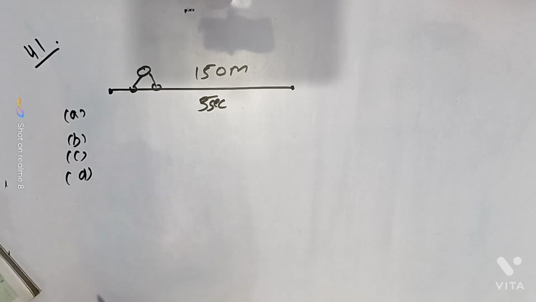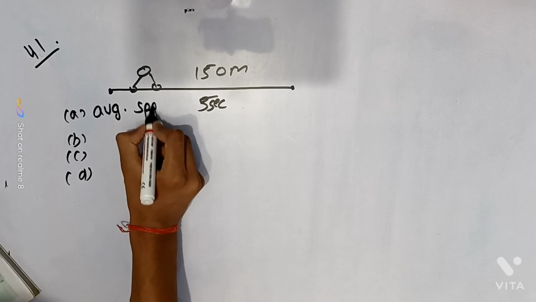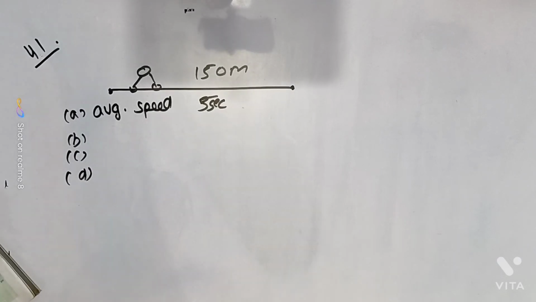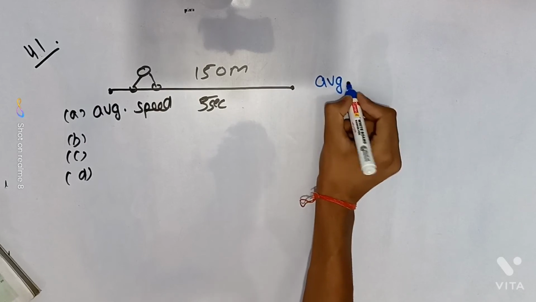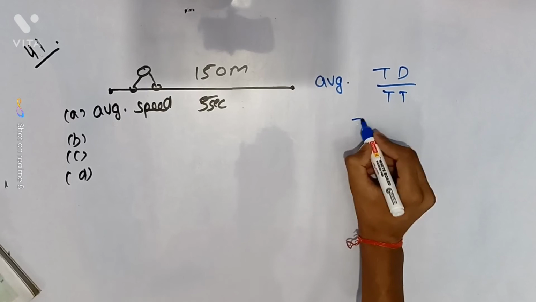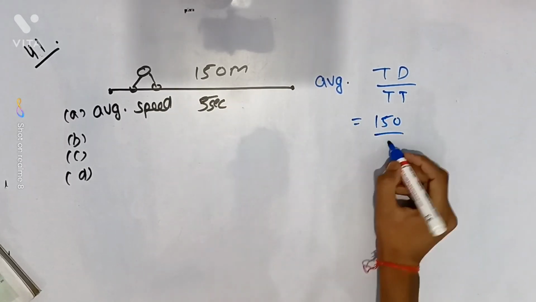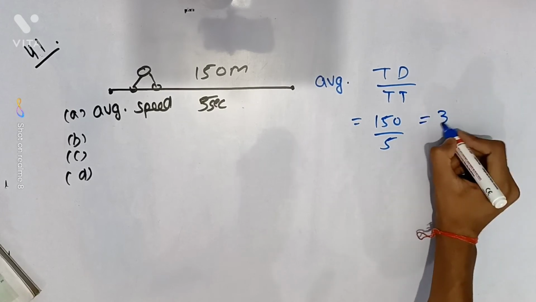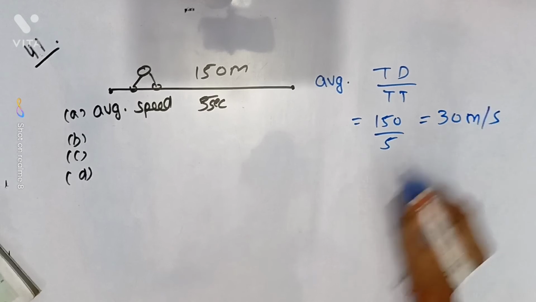So what does A part say? A part says, what is the average speed? So let's take out the average speed. Average speed is equal to total distance upon total time. So what is total distance? We know 150 meter. Total time we know 5 seconds. So the average speed will be 30 meter per second.